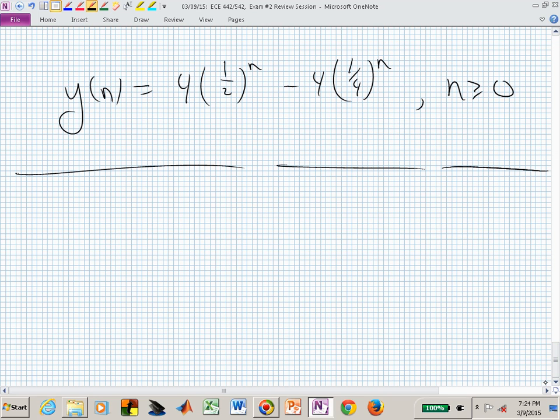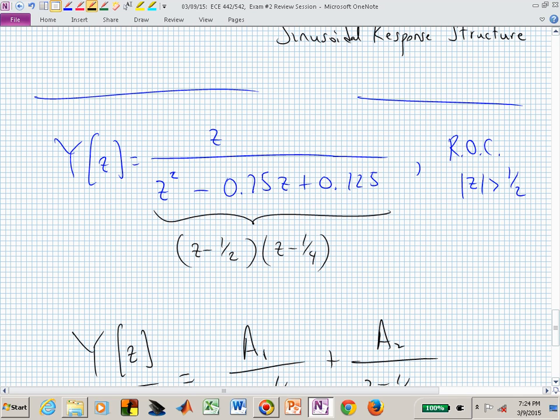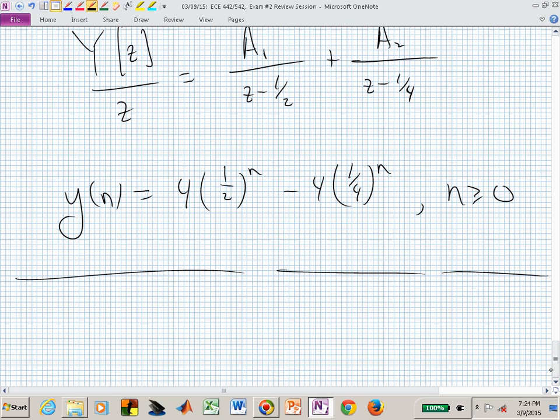Is y of n bounded or unbounded? Your region of convergence is every z beyond 1/2. That contains the unit circle, and you could answer that by just looking at the time domain behavior of this expression. Just plug in different values of n, and you can see that those are collapsing as n gets bigger.